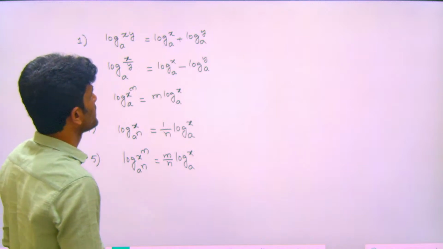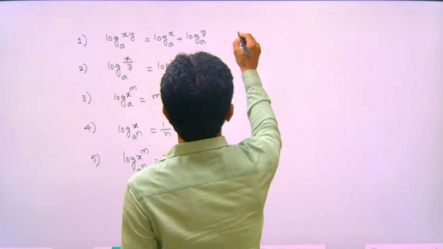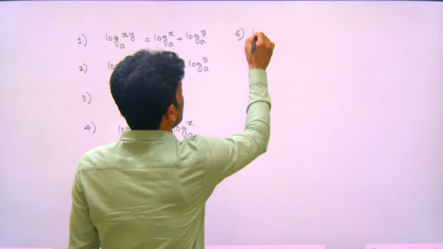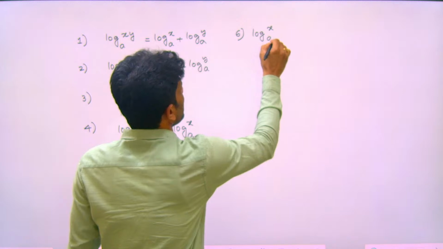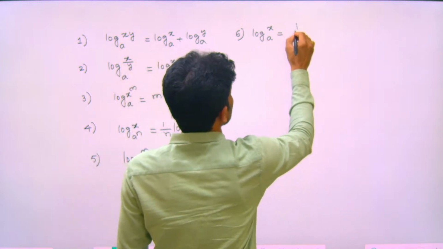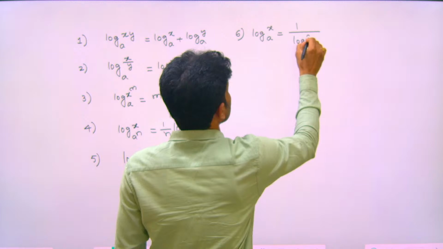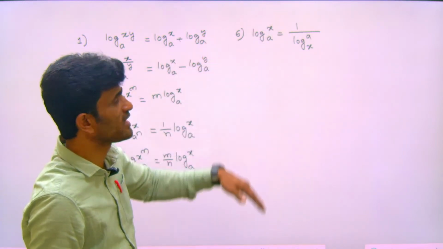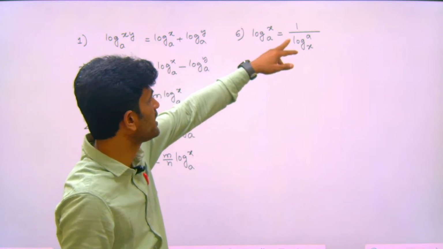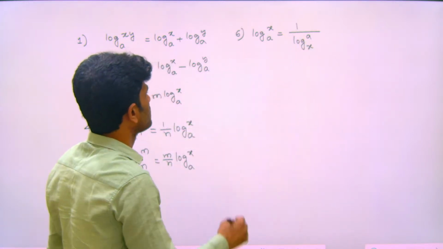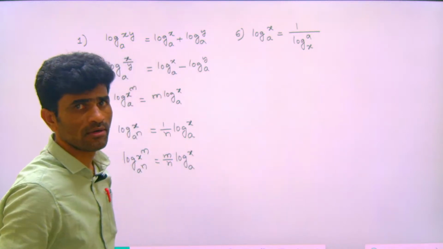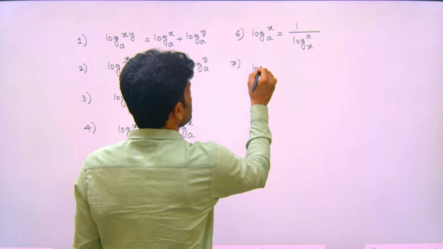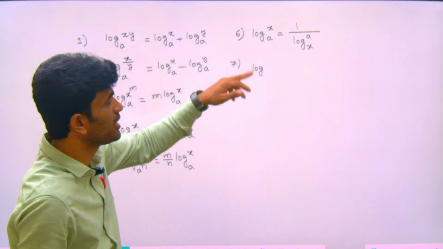So these are some laws, and apart from this, we have some other laws of logarithms also. Somewhere if you have log x to the base a, we can also write it as 1 by log a to the base x. It will be like x will go to a's place and a will come to x's place. Log x to the base a can be written as 1 by log a to the base x. All these you have to remember. This will be useful in solving problems. We will discuss some problems also today. And next one, if log x to the base a is there, 1 by log a to the base x we can write.